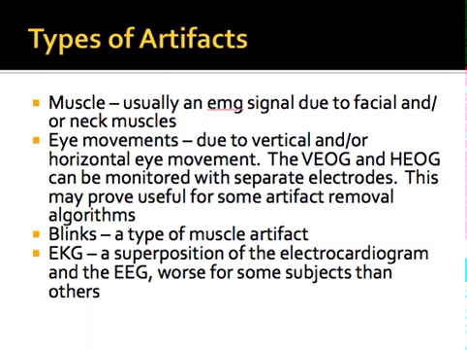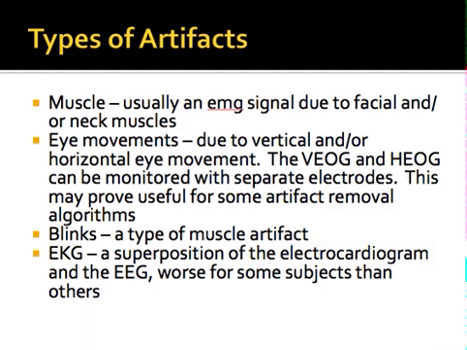Blinks would be the third type. This is a type of muscle artifact, but as you'll see, it actually looks quite a bit different than the muscle artifact due to EMG. People do blink their eyes a lot. This shows up as a very large artifact on most EEG. And then finally EKG, which is electrocardiogram, sometimes gets superimposed on the EEG.